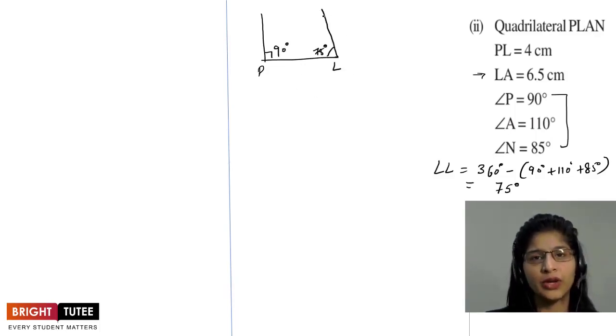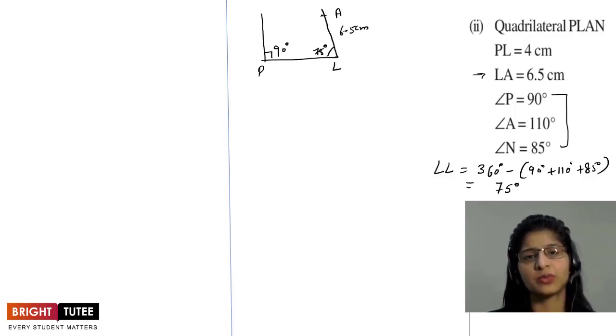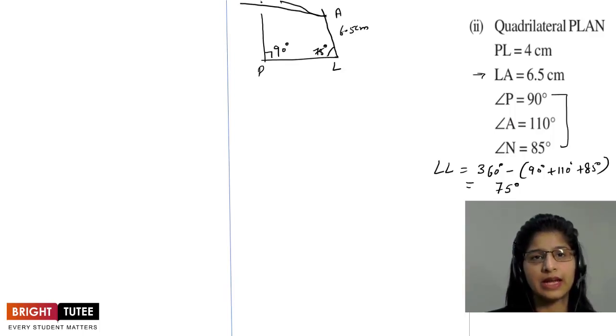After L we have point A, and point A's distance is given. Just see, LA is 6.5 centimeter. And then at point A we have to make an angle of 110 degrees, so it will be like this, and this ray will meet at point N. Right, so this is an angle of 110 degrees. So this is our quadrilateral, a rough sketch of it.